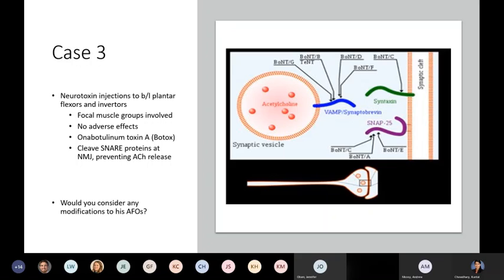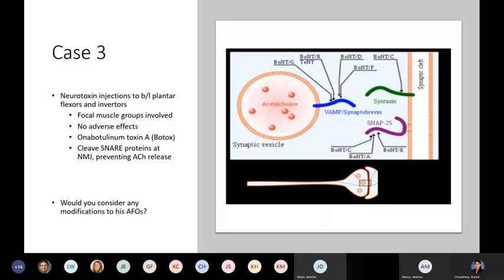Generally, you're going to start with onabotulinum toxin A, which is Botox, although there are several other toxin types. As a reminder, the mechanism of action for the A toxins is cleavage of SNARE proteins at the neuromuscular junction, specifically SNAP25 for Botox, which then prevents acetylcholine release presynaptically. So again, this is a good case for the use of neurotoxin injections.